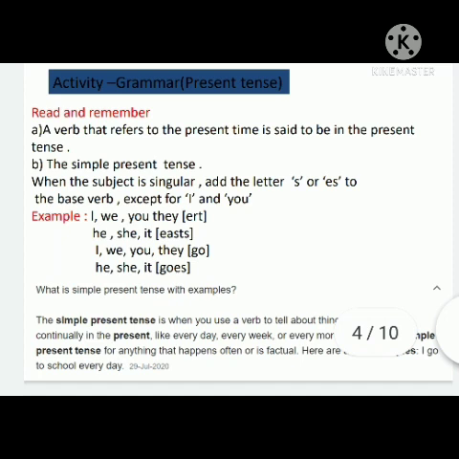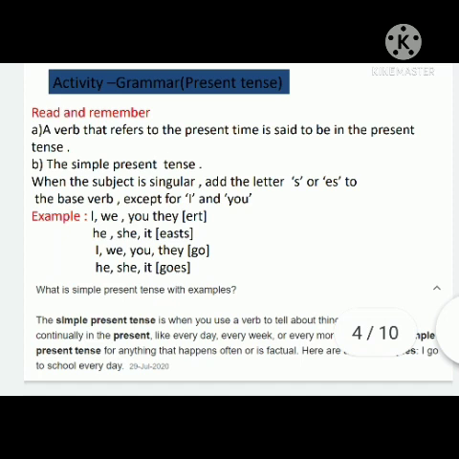How do we know whether a sentence is in the present tense or past tense? How do we recognize it? Yes, by referring to the verb. If the verb is in the first form, we call it present tense. If it is the second form of the verb, then we should say it is past tense.